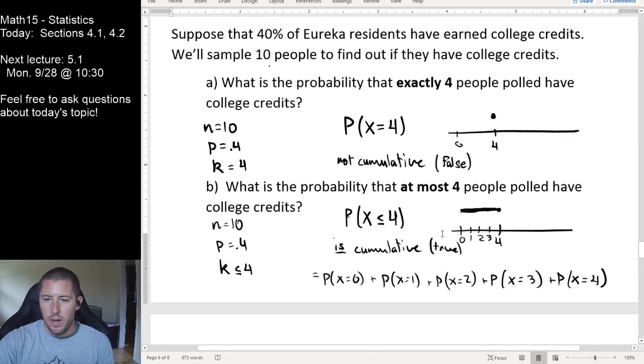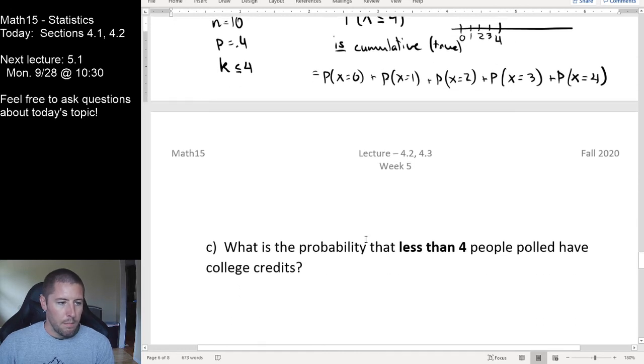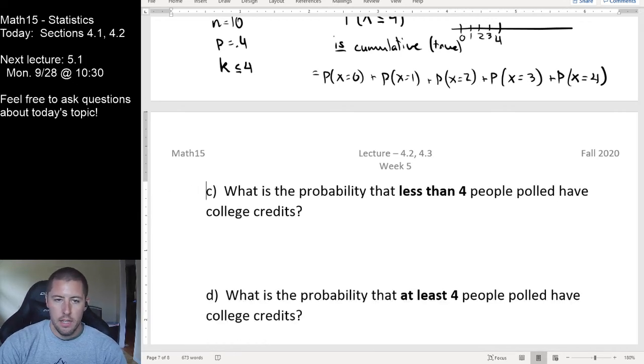And this picture here is going to be really helpful for us here in 1 second. And what I kind of actually want to indicate right here is I'm going to do this. I'm going to put like an additional line through this to indicate that we're going up to and including 4. Right? So let's talk through the other ones here, and then we'll go into Excel and see how we get these probabilities out. For part C, we're asking, what is the probability that less than 4 are going to have college credits? So in this case here, we have still n is 10, still p is 0.4, and here we have that k is less than 4.